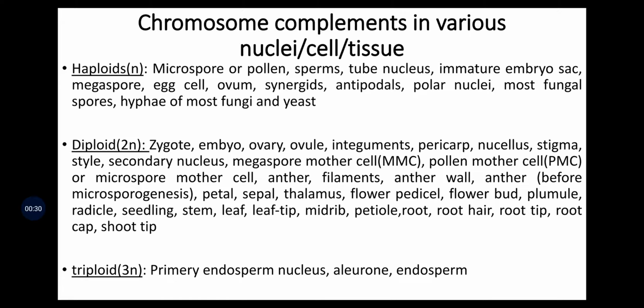So, the haploid condition is generally observed in microspore or pollen, sperm, tube nucleus, immature embryo sac, megaspore, egg cell, ovum, synergids, antipodals, polar nuclei, most fungal spores, hyphae of most fungi, and yeasts.